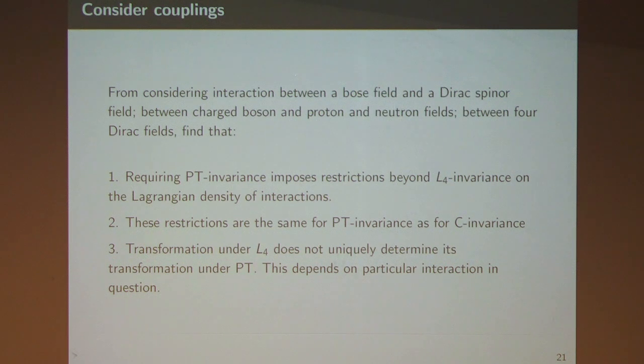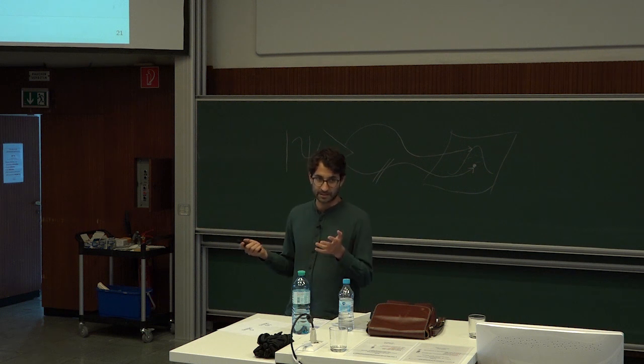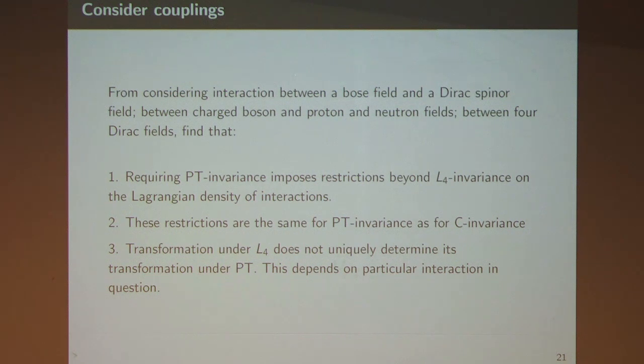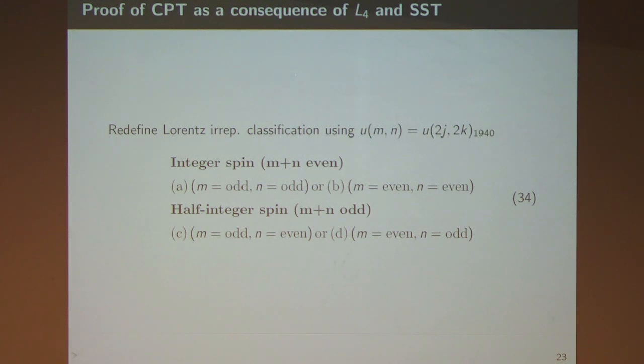And so by considering different couplings, he's able to show that requiring PT invariance imposes restrictions beyond Lorentz invariance on the Lagrangian, and that the restrictions are the same for PT and for C. So he rederives Lüders' results, but more generally. And finally, he's going to show later that for strong reflection, this is not the case. For strong reflection, transformations under the Lorentz group already uniquely determine transformations under CPT, and you're not going to need any further assumptions beyond the spin statistics theorem and Lorentz invariance to get CPT invariance. So I'll get into that proof because I'm running out of time.